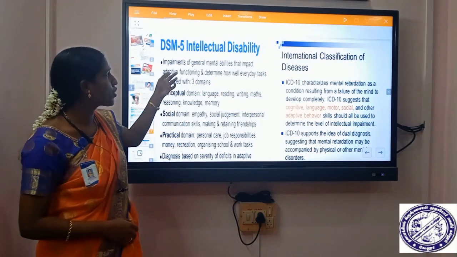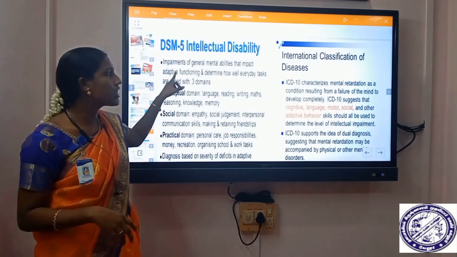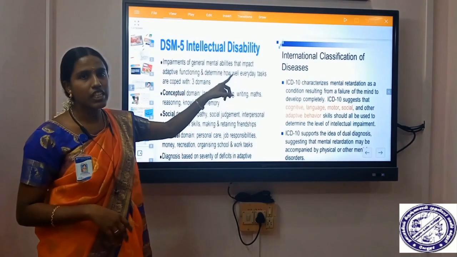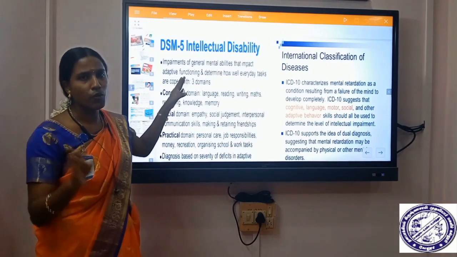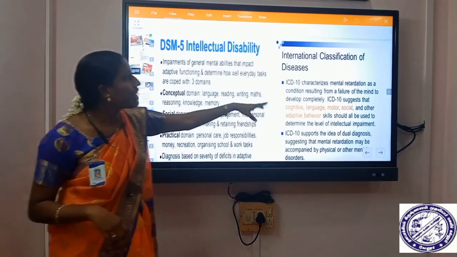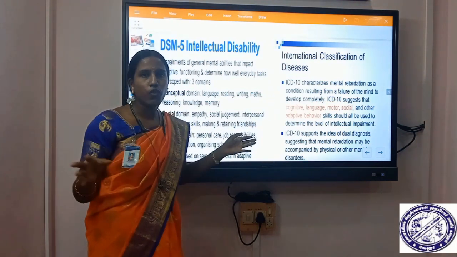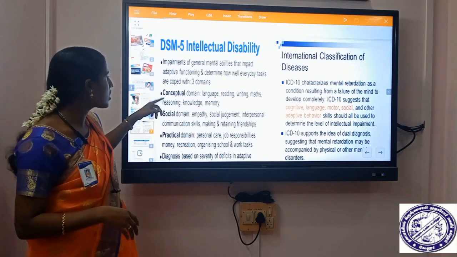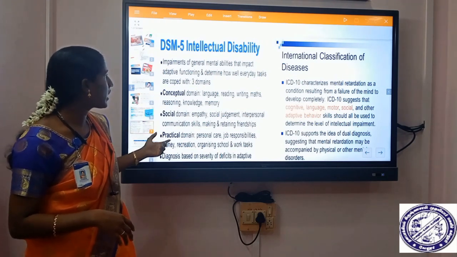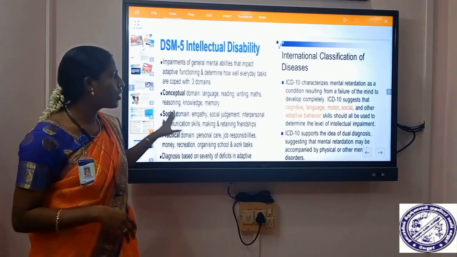So this is intellectual disability in DSM-5. There are two books here: one is DSM, the other is the International Classification of Diseases. DSM is used in many places, but the International Classification of Diseases is used worldwide. In this book they mention three domains: conceptual, social and practical. If the person is affected in these, they will have an intellectual disability problem.